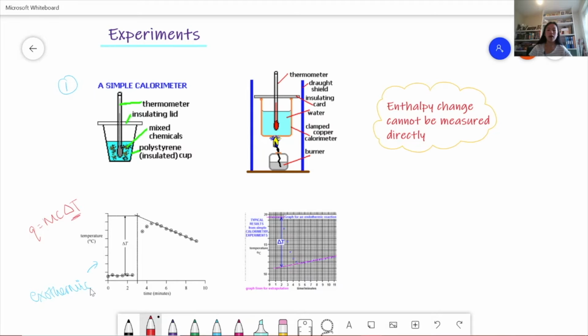And then if we've got an endothermic reaction, it'll be the opposite of this. So the points will start off here, and then they'll start to decrease, and then you'll get some here, and then they'll start to increase to around room temperature again. So here we extrapolate the graph this way to find out this delta T. And then we use that in this equation. So this is an endothermic graph.